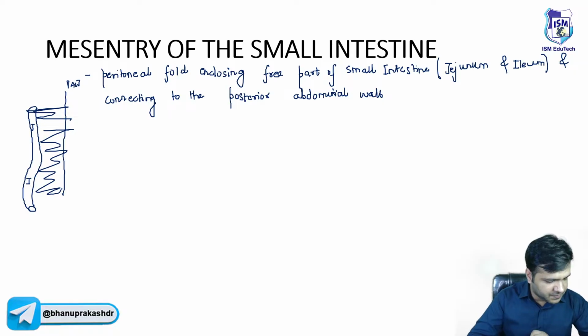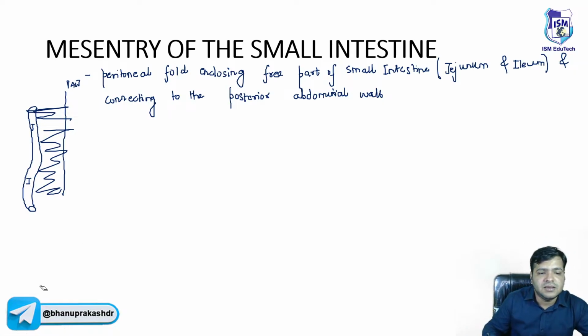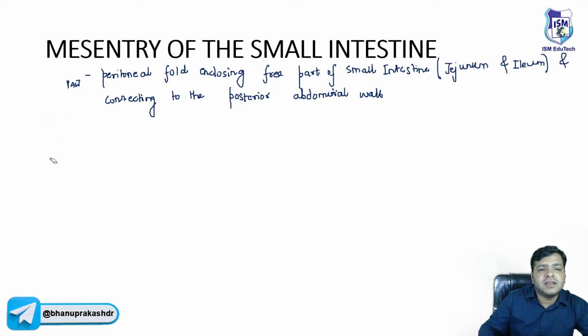Yes, Anjum, very good, beta. Yes, it is the jejunum and the ileum. So that was just for understanding, beta. So remember, beta, what is the shape of the mesentery? The shape, it is fan shaped.